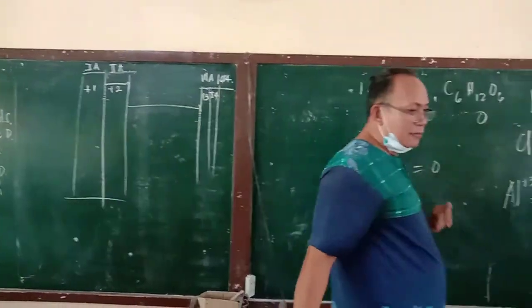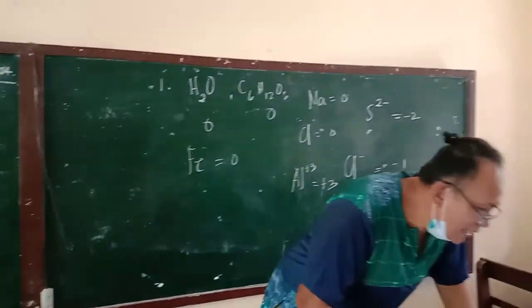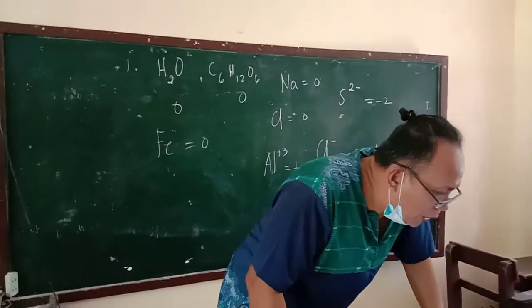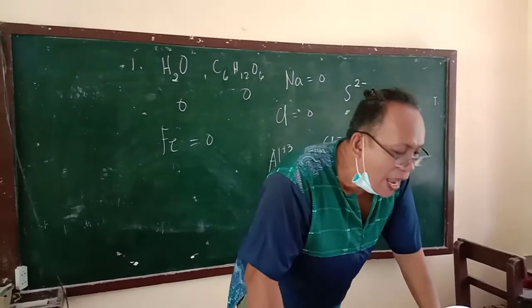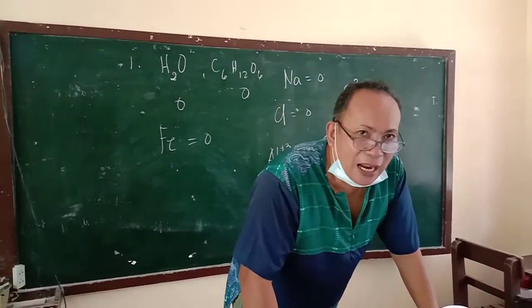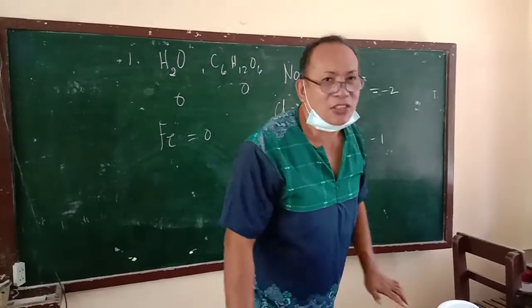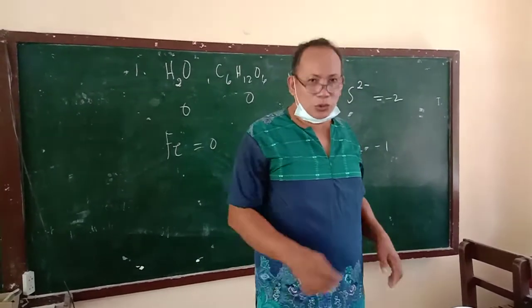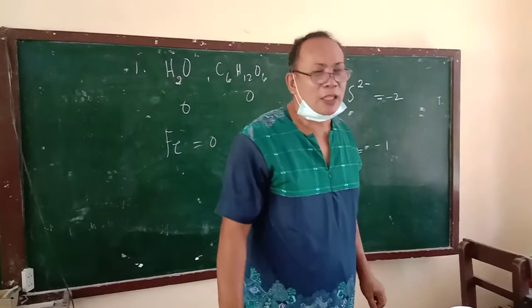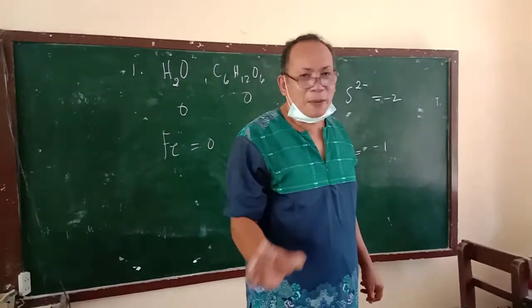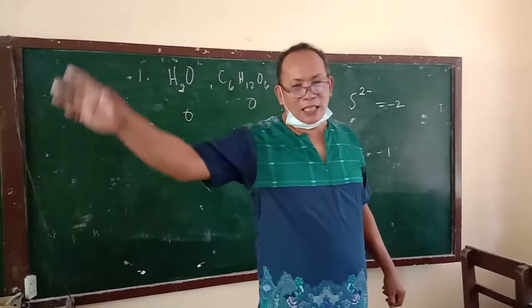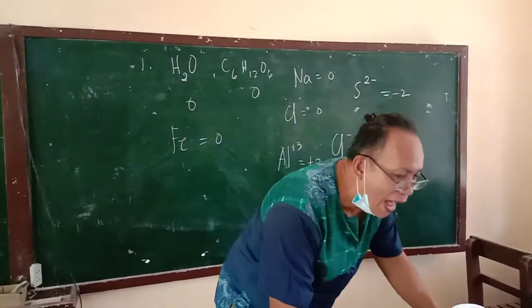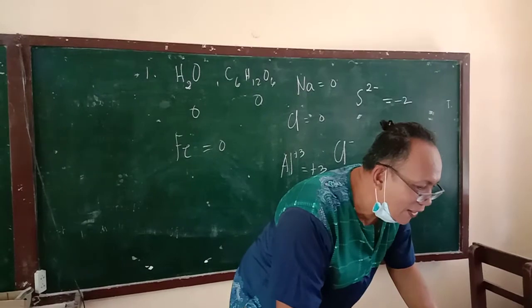Next, elements in group 2 are all positive 2. These are elements that have an oxidation number of positive 2. Don't forget, the second column of elements in the periodic table is positive 2, while those first elements in group 1A are positive 1. Okay, sir.